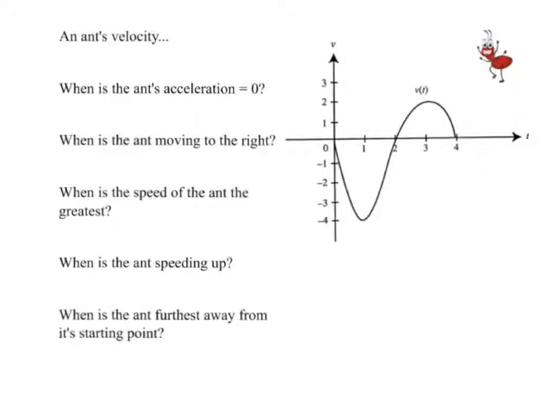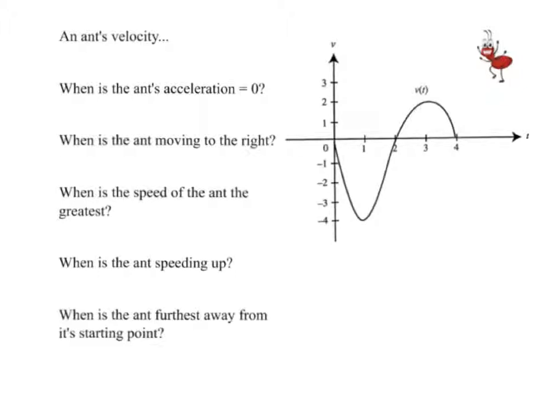In this video, I just want to remind you of some motion examples that may be on the AP exam. When is the ant's acceleration 0? So we have the velocity graph. When is the acceleration 0?